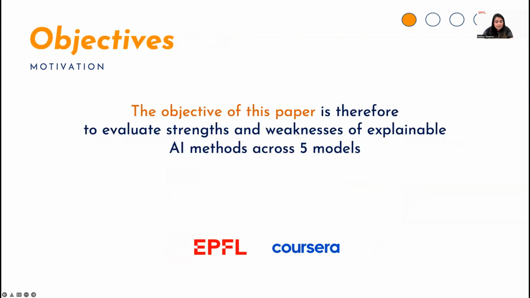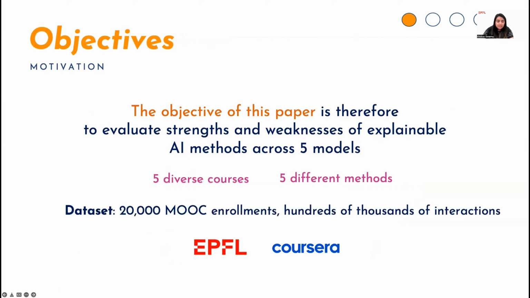So the objective of this paper is to address that gap. We want to evaluate the strengths and weaknesses of explainable AI methods across 5 diverse MOOCs and 5 different explainability methods. Our dataset is 20,000 MOOC enrollments for students with hundreds of thousands of student interactions. They are offered by our university in Switzerland, EPFL, which is a very large and well-reputed Swiss university, on Coursera as a learning platform.